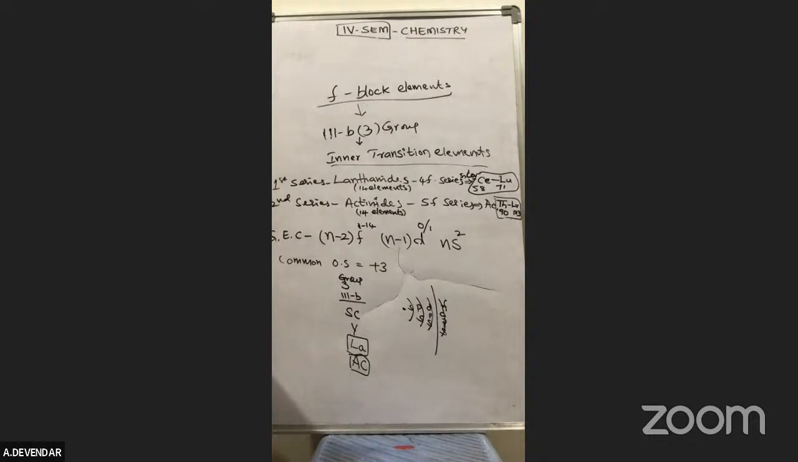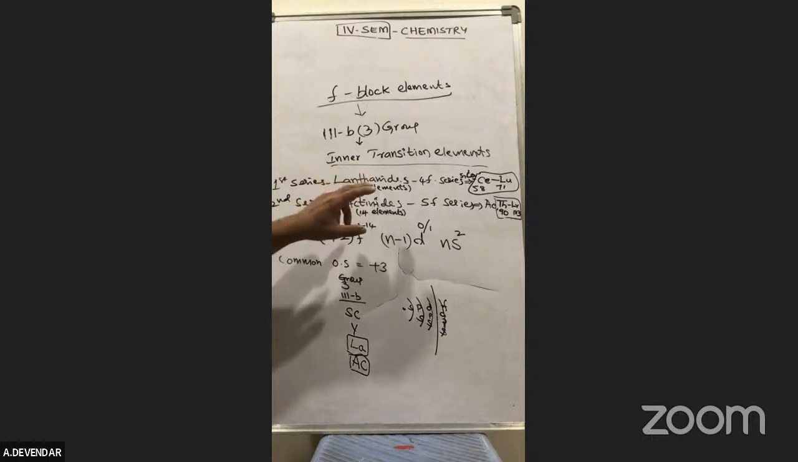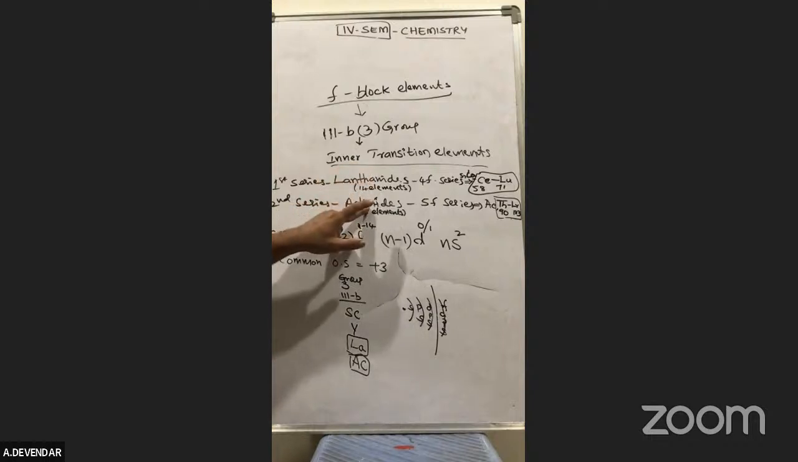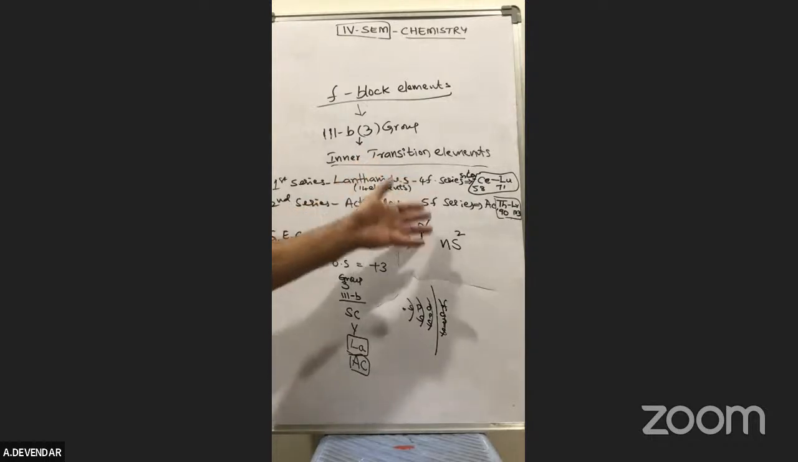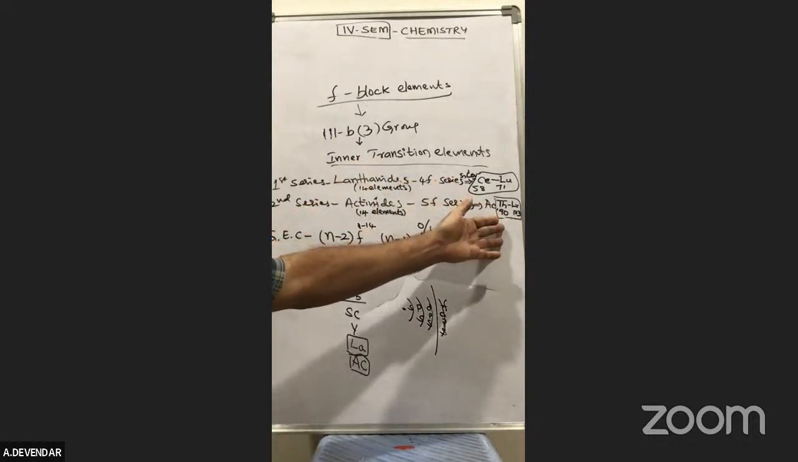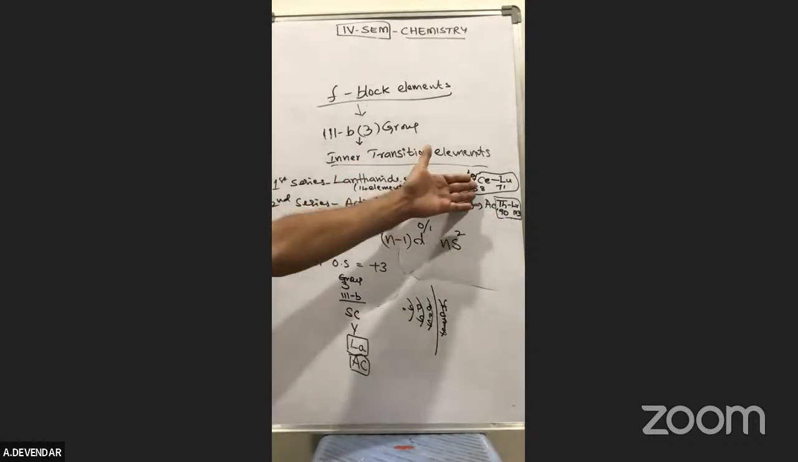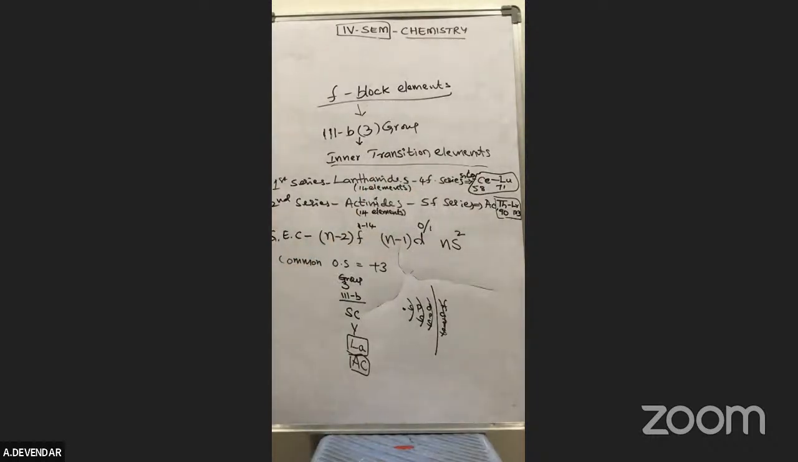Also, both of these have 14 elements, the lanthanides and the actinides, with low electronegativity atoms. That means less reactivity. Due to the low electronegativity, their reactivity is less. When you are comparing the 4f and 5f, almost all of the 5f are radioactive elements, while the 4f are non-radioactive elements.